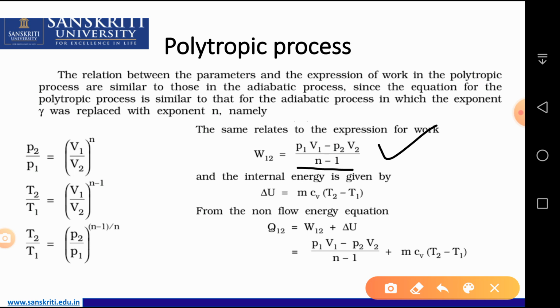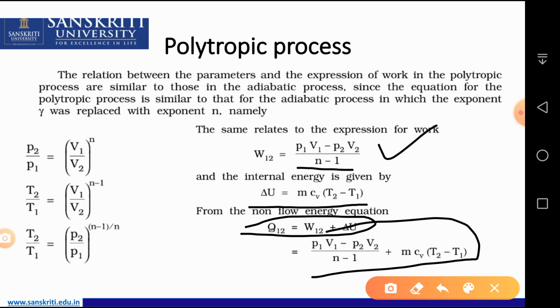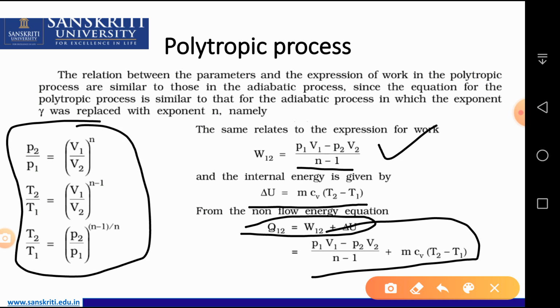Okay, and internal energy, this del U equal to mCv (T2 minus T1). So the first law of thermodynamics is put for a non-flow process. Okay, these are the relations related to the polytropic process. If any state property is not given, we can find the state property easily. So it is very important to remember always.